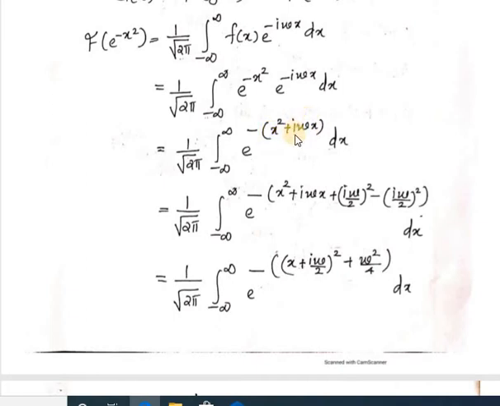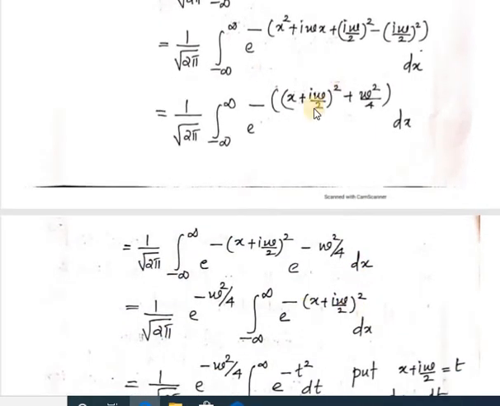And for that we take the coefficient of x. Here the coefficient of x is i omega. Take half of it, that is i omega by 2. Then add the square term and subtract the square term. So it becomes x square plus i omega x plus (i omega by 2) the whole square minus (i omega by 2) the whole square. So this can be expressed in the form of a plus b the whole square, that is the expansion of (x plus i omega by 2) the whole square. And here i square is minus 1, so minus of minus becomes plus, then omega square by 4. Now we can separate the exponential term into two, that is e raised to minus (x plus i omega by 2) the whole square into e raised to minus omega square by 4.